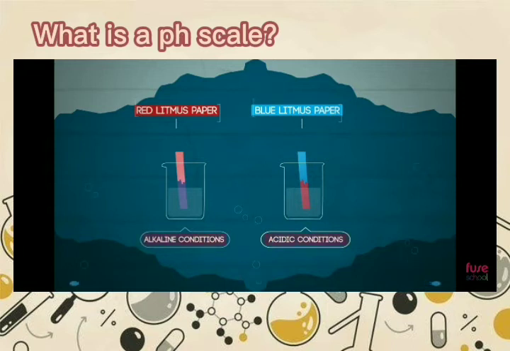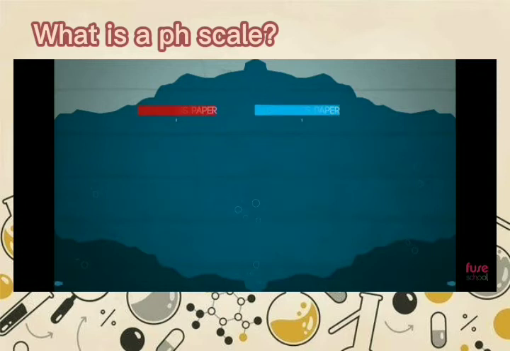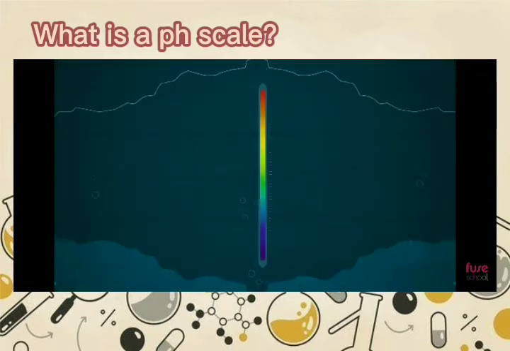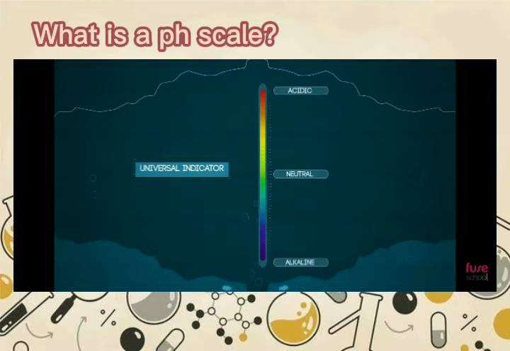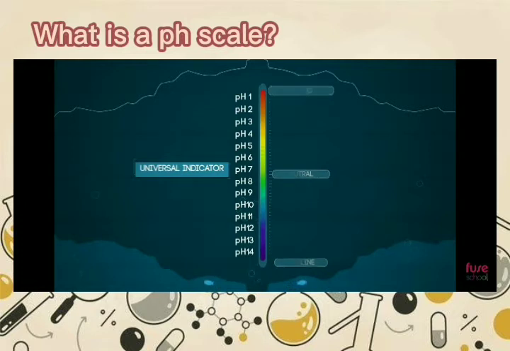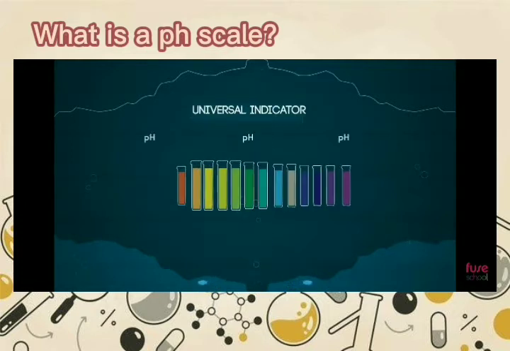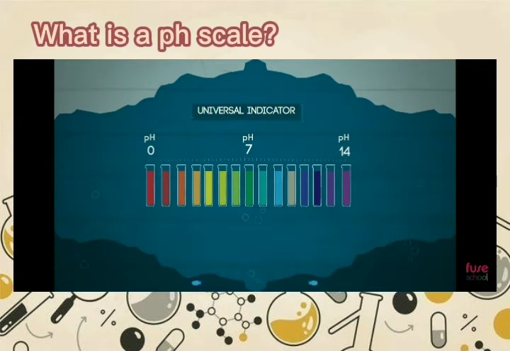However, litmus paper only tells us whether something is acid or alkali, but it does not tell us how acidic or alkaline a substance is. For this, we have the pH scale and a universal indicator. Universal indicator is a mixture of different indicators, or dyes, which has many different colour changes, and so shows us the pH value of the solution. Again, it can be used as a liquid or a paper.